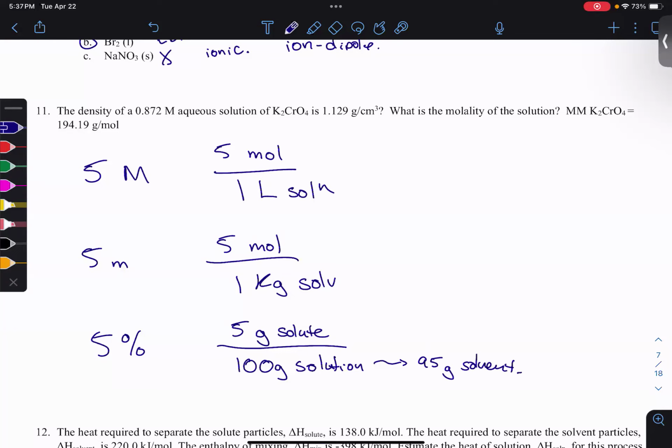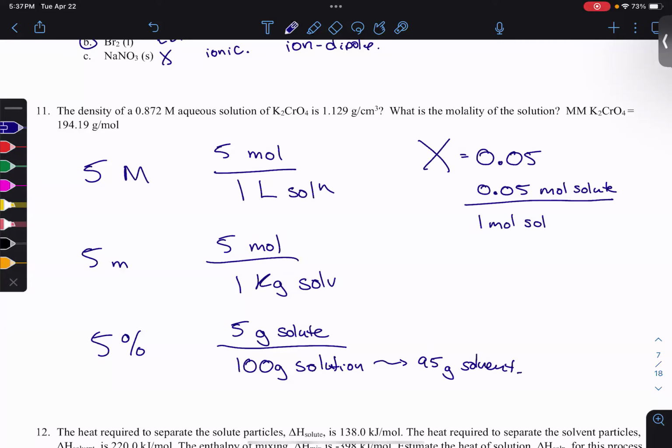What else? Mole fraction. What if I have a mole fraction that is 0.05? What does that mean? You have 0.05 moles of solute for every 1 mole of solution. That solution, again, is equal to 0.05 moles of solute. Therefore, 0.95 moles of solvent are present. All right, that's all of it together.